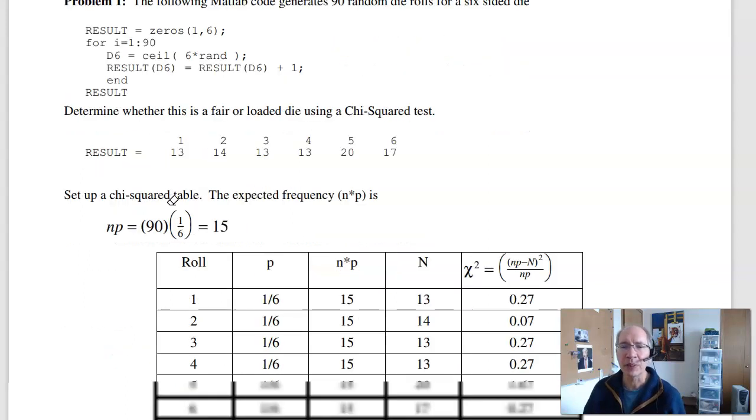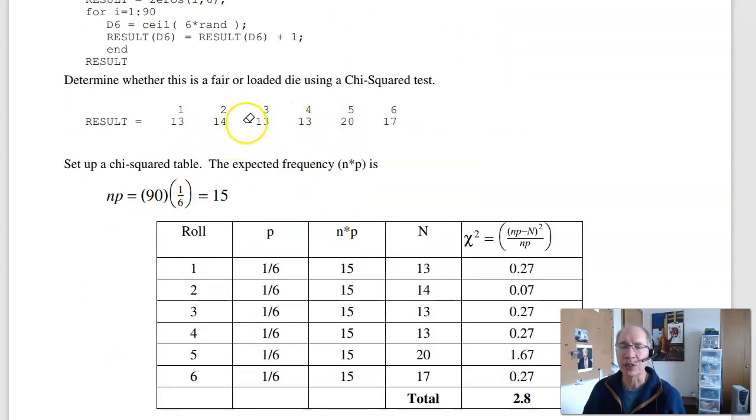So if I run that code, I'm going to get a different answer every time. This time when I ran it, I got 13 1s, 14 2s, and so on. Is that a fair die? Well, that's a chi-square test.